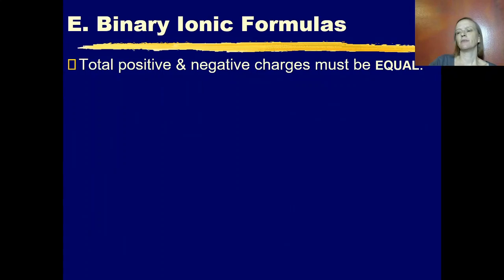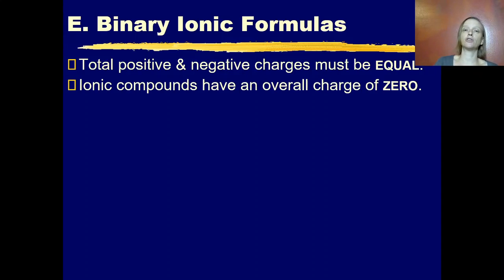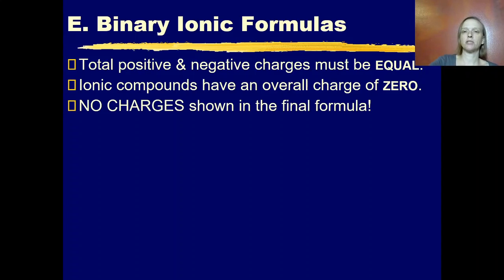All right, now let's look at writing these formulas. When you write the formulas, the total positive and total negative charges must be equal to each other because we want the overall charge of the ionic compound to be 0. The total charge is 0. It's also important to know that you do not show charges in the final formula. No charges.